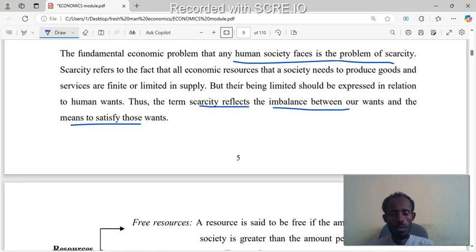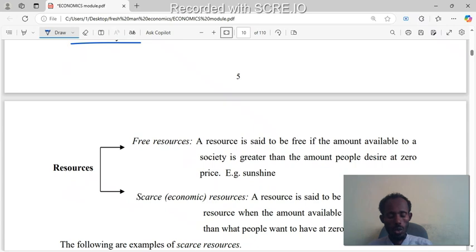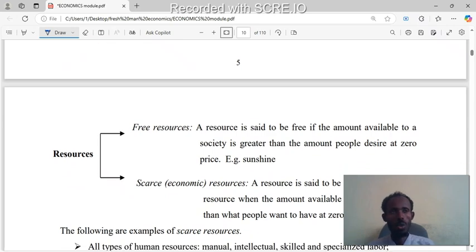So we can categorize resources into two main types: free resources and scarce or economic resources. So in economics, what is a free resource and a scarce or economic resource? A free resource in the economic sense is a resource where the amount available to a society is greater than the amount people desire at zero price.